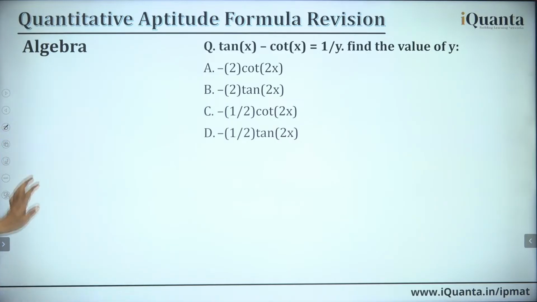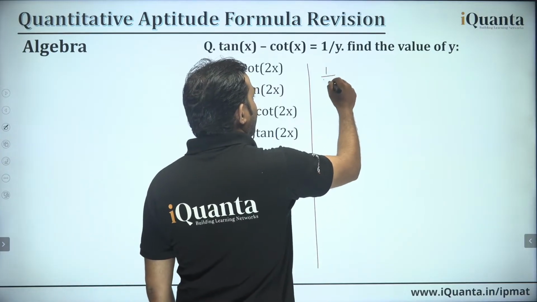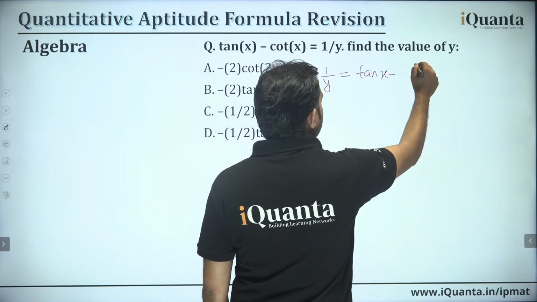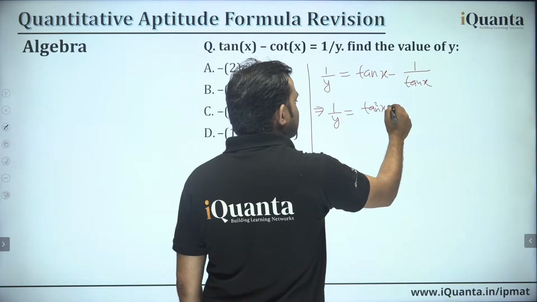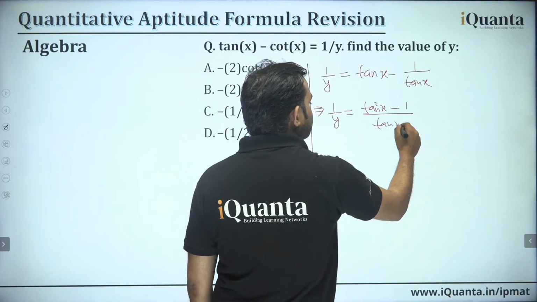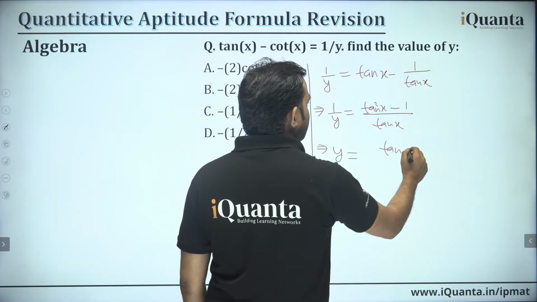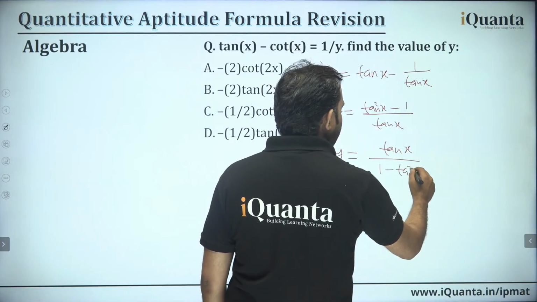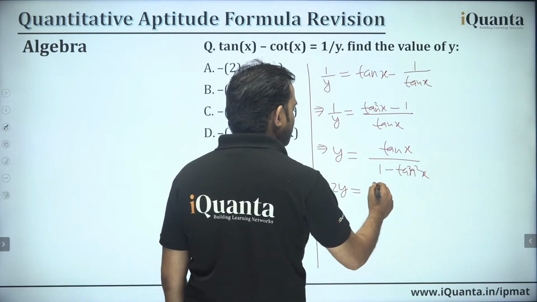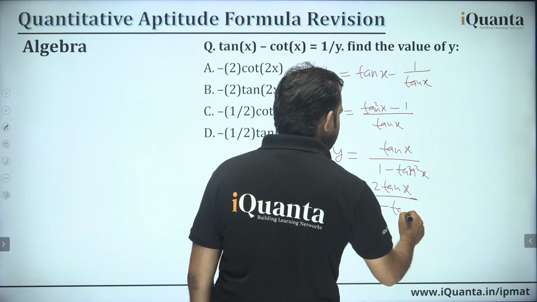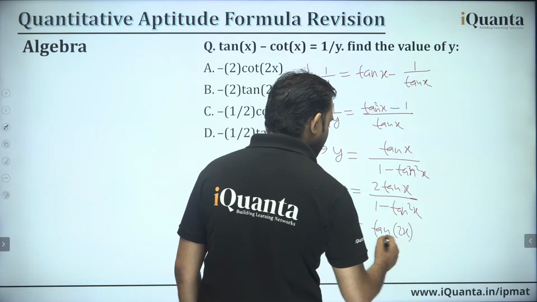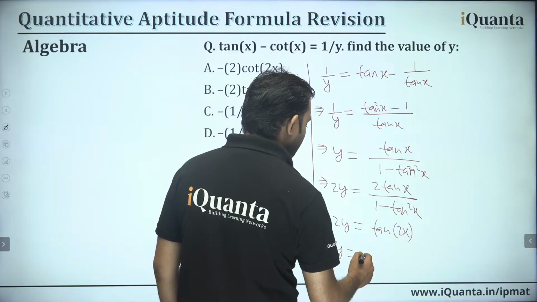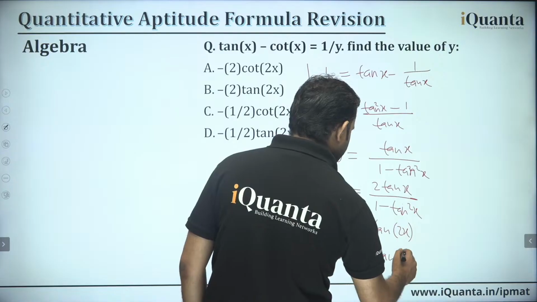Now in this question it says tan x minus cot x is 1 by y. So what we can say? We can write 1 upon y is equal to tan x minus 1 by tan x, or we can say 1 by y will be equal to tan square x minus 1 divided by tan x. From there we can say y will be equal to tan x divided by 1 minus tan square x, or we can say 2y will be equal to 2 tan x divided by 1 minus tan square x. Now this is nothing but, as we discussed today, tan 2x, or we can say y is equal to 1 by 2 tan 2x.